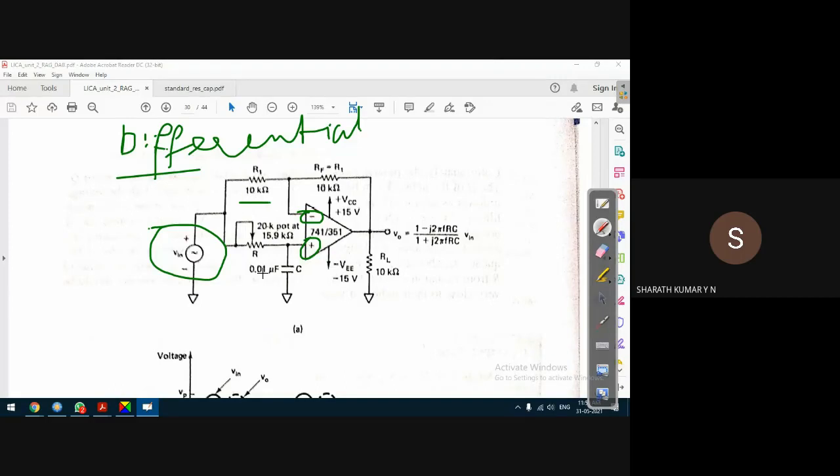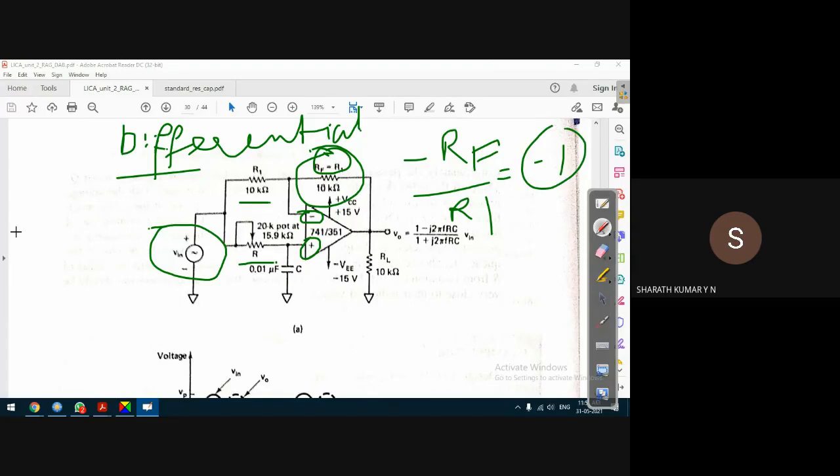R1 is a fixed resistance, R is a potentiometer. RF is taken as R, so that the gain is equal. Whenever there is negative feedback, the gain is minus RF by R1. If RF is equal to R1, the gain is equal to minus 1. This minus 1 indicates that the input voltage is phase shifted by the circuit.